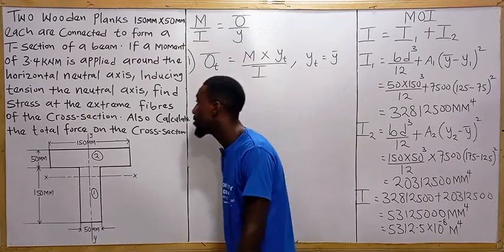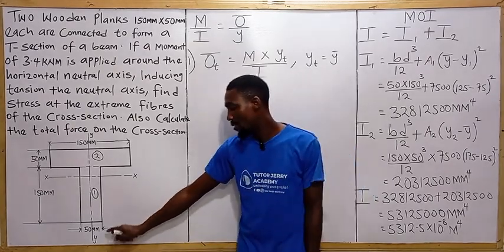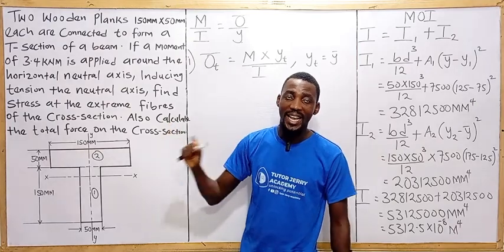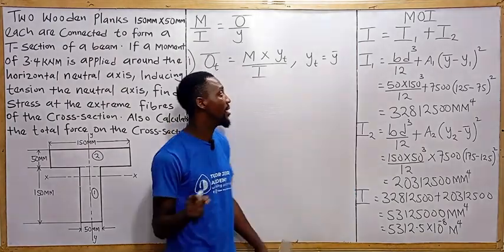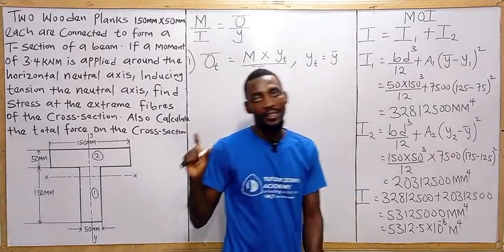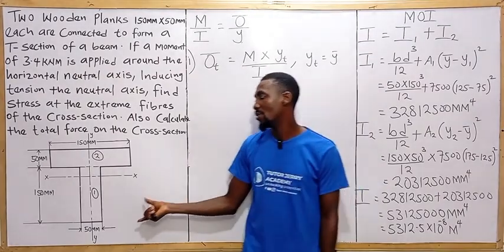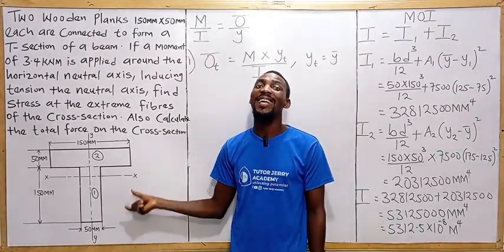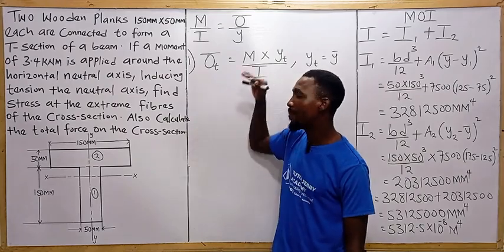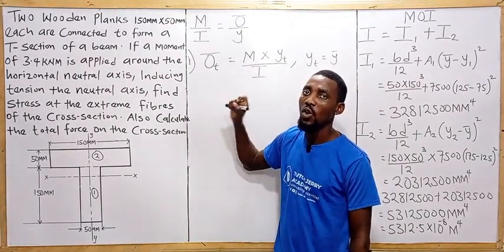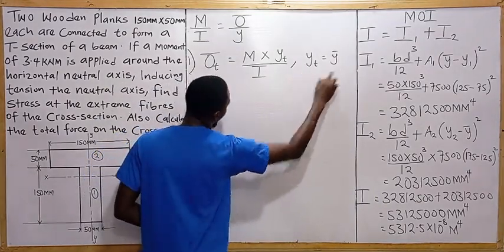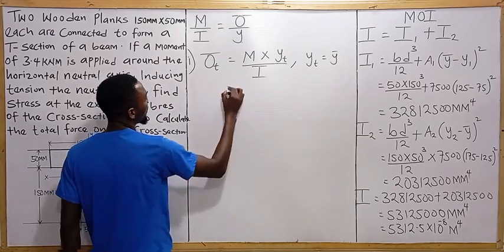I hope you know the reason for this. Okay, let me explain. From the bottom to the neutral axis is our y bar. Our y bar is 125, and that side is subjected to tensile stress. The bottom part is subjected to tensile stress, while the top part is subjected to compressive stress. That is why our yt will be equal to our y bar.